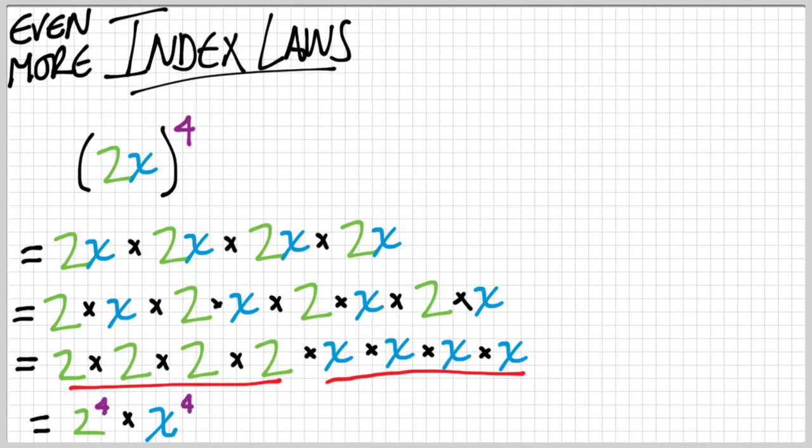Now we can finish this problem by saying that 2 to the 4th is 16. 2 times 2 is 4, times 2 is 8, times 2 is 16. So just to make that problem look nice. But the important thing was that we had 2 to the 4th, because we had a 2 to the 4th there, and then we also had x to the 4th.